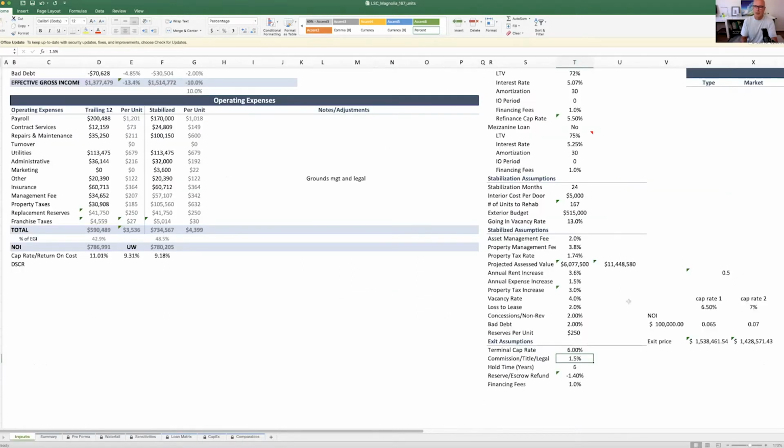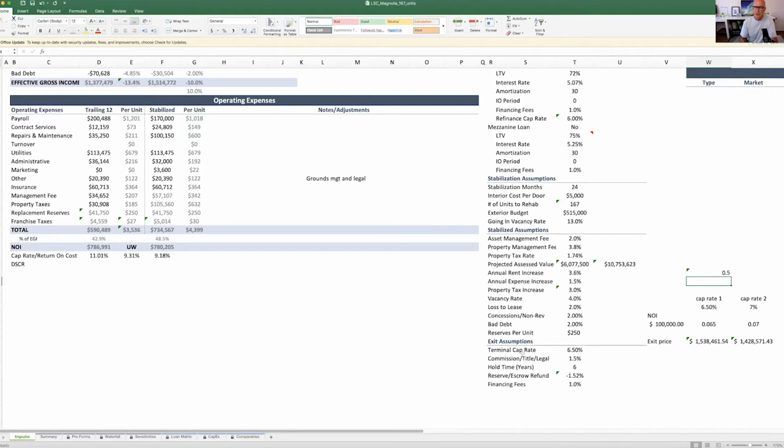So let's go back here to our terminal cap rate. Let's just say our prevailing cap rate right now is 6.5. Actually, I'm going to do this over for you. It's kind of a rule of thumb. You want to add 0.1% times the life of the hold. So if this is a 5-year hold, multiply 0.1% times 5 years. So that's a half percentage point, right?